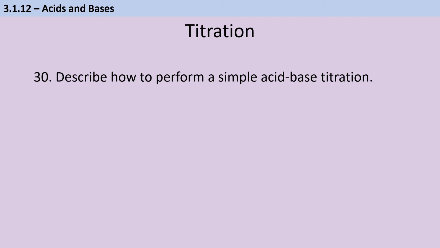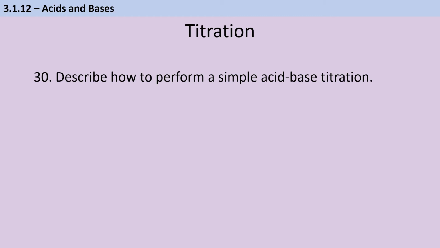Then we take the solution that has the unknown concentration and we put that into a conical flask, and we obviously measure that out with a pipette. And the reason that we're using a conical flask is so that when we're swirling, we're not going to lose any of the solution because it's splashing out the side.